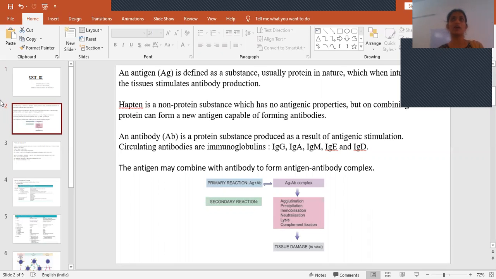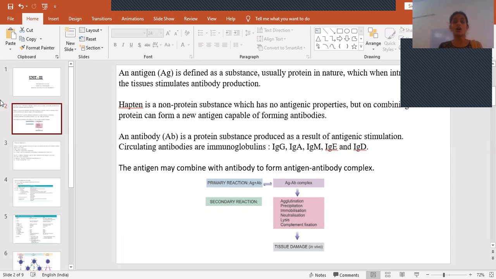Hapten is like a vector in chemical reactions; the same thing applies with hapten. Hapten is a non-protein molecule. It does not have any antigenic property, but when it combines with an antigen, it forms a complex which is capable of forming antibodies. So when it binds with another antigen, it will have antigenic properties. Basically it is not an antigen, but when it binds with another antigen, it gains these antigenic properties.